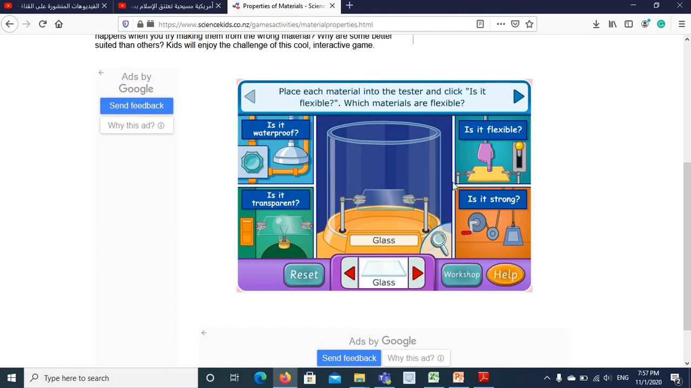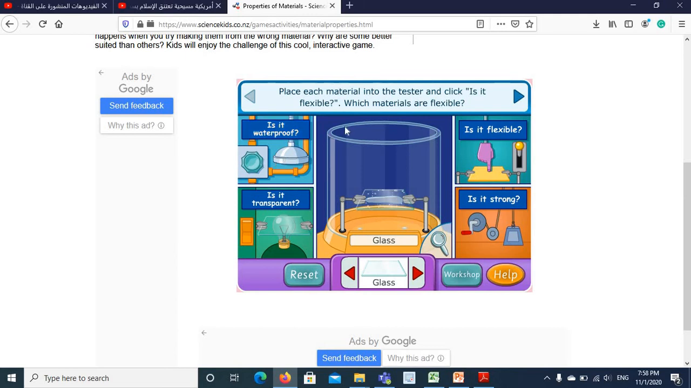What do you think? Is it flexible? No, it's not. Is it strong? Oh, it's breaking out. It's not strong. It's hard, but it's not strong. Is it transparent? Yeah, it is. Does it absorb water? No, it didn't.